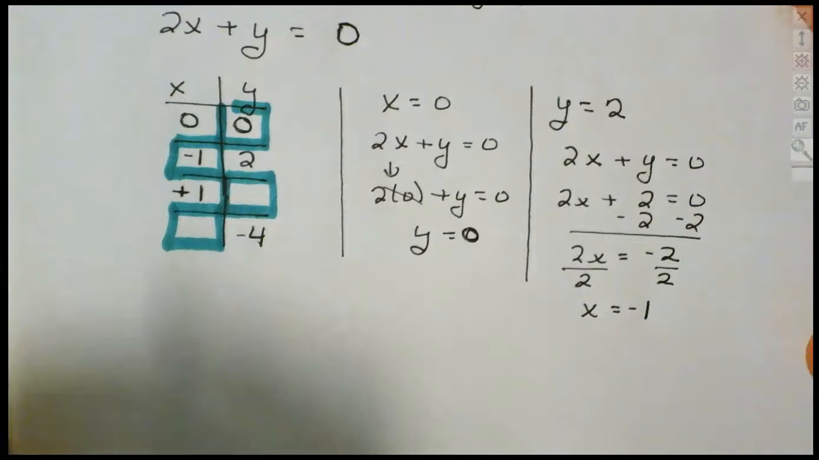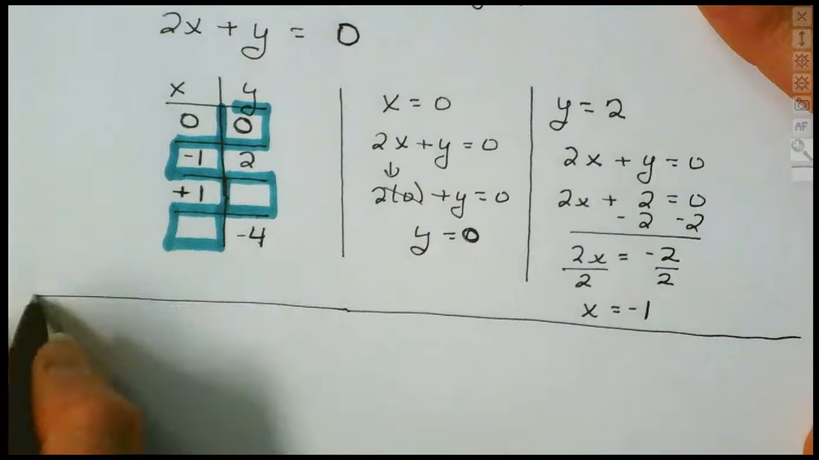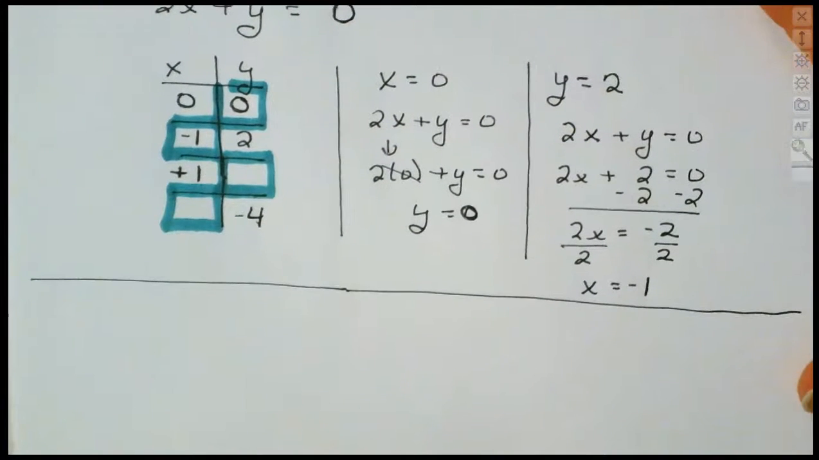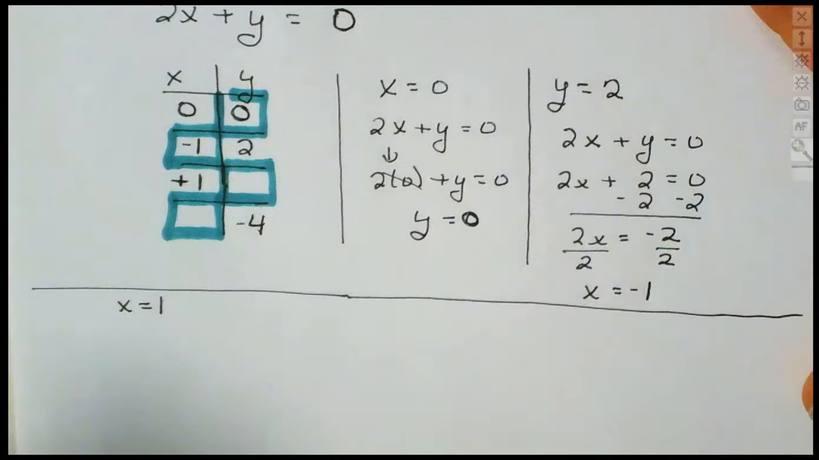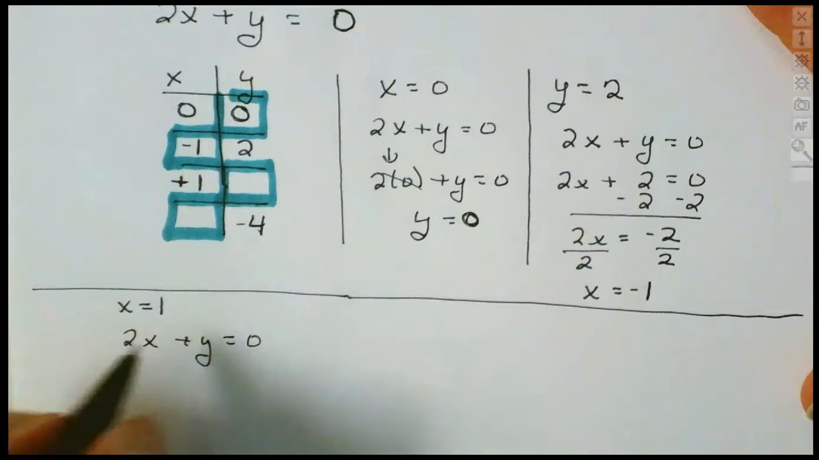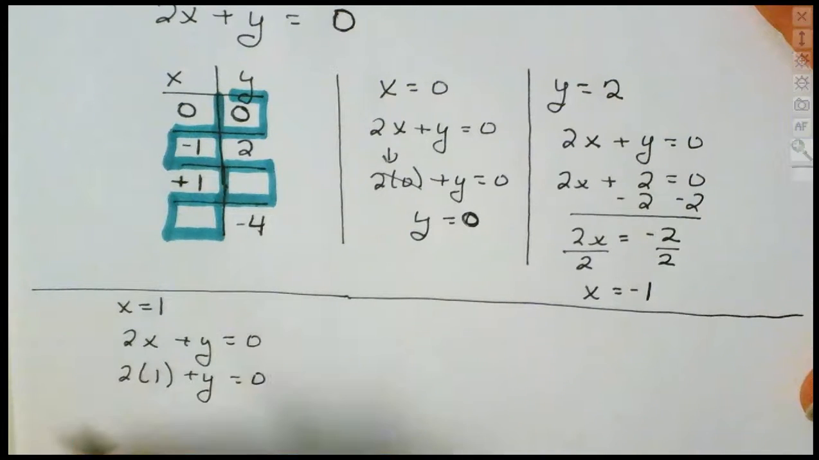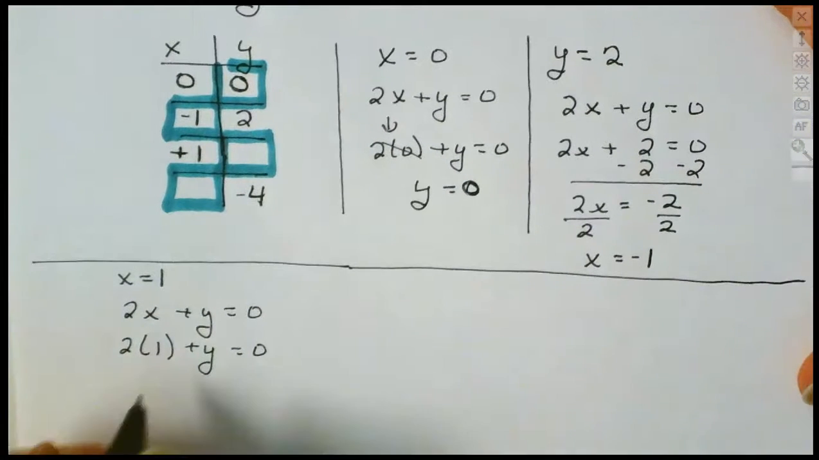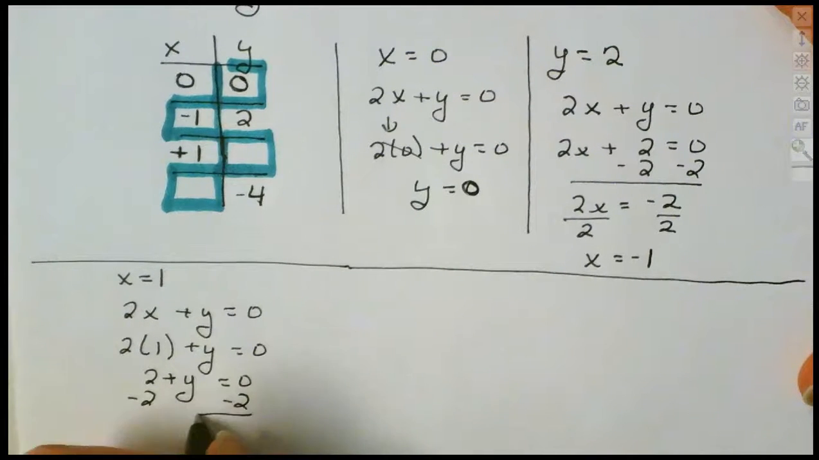For the next piece here, we're going to plug in x equals 1. So positive 1. And if I plug in a positive 1, we've got 2 plus y equals 0. So I'm going to plug in a positive 1. Okay, 2 times 1 is still 2. And we'll move that 2 over. And now we've got y equals negative 2.